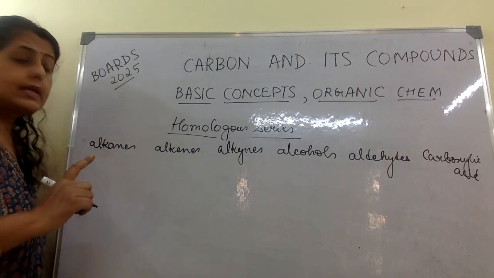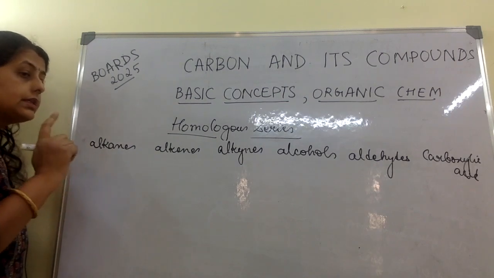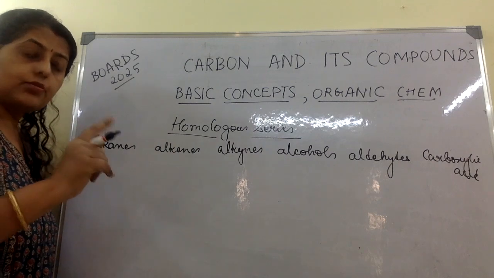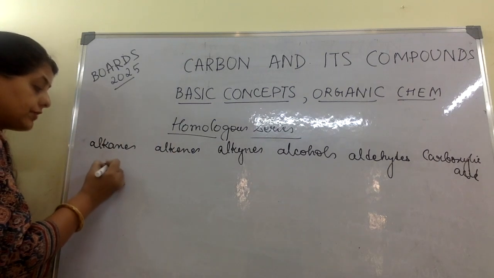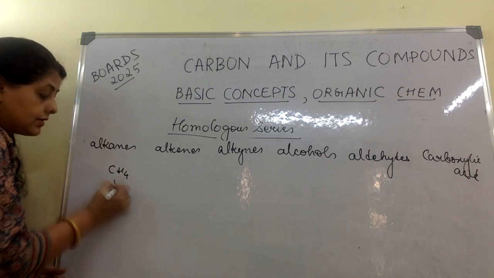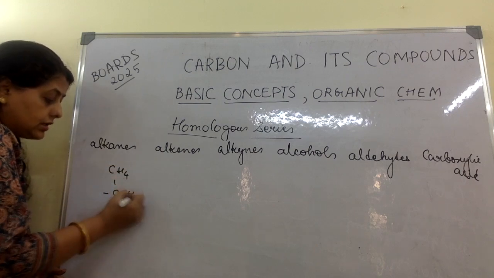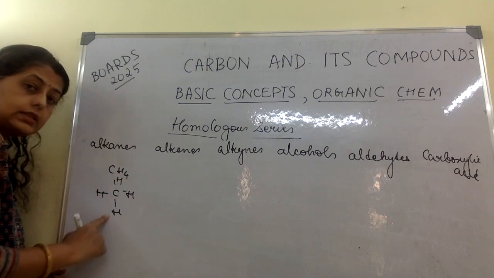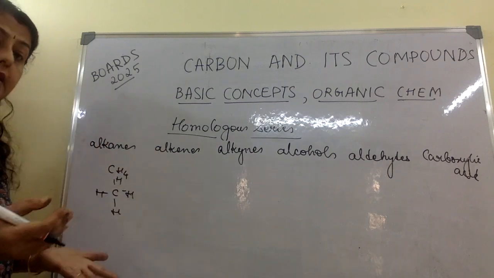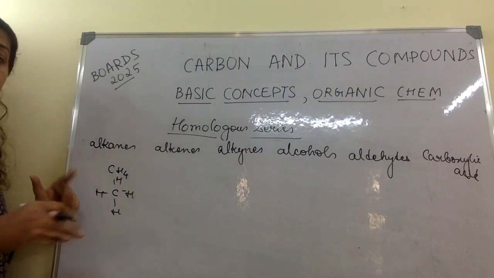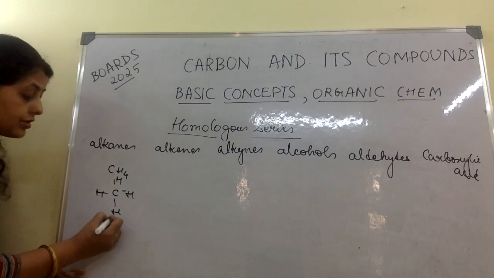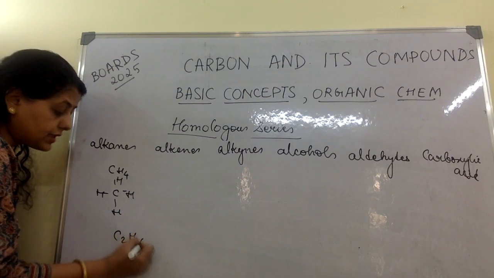What are alkanes? Alkanes, if you see, are made up of single bonds, a carbon-hydrogen combination. If I ask what is the first alkane, it is CH4. I just drew that also. This is methane. Now the second member: carbon will increase by one, so here it becomes C2H6.